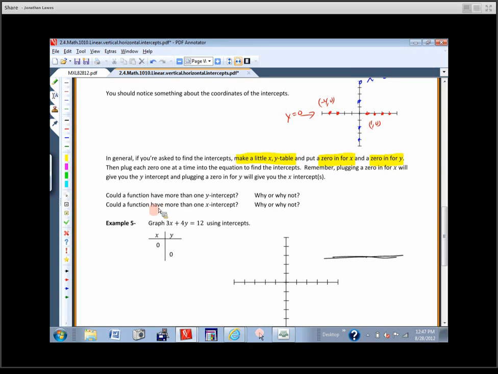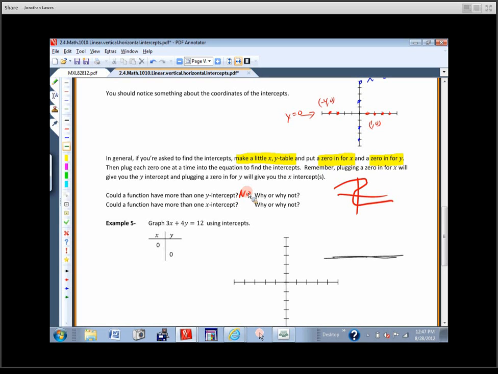Now, here's a couple questions for you. Just think about these. Could a function have more than one y-intercept? Could it cross the y-axis more than once? So, could it do this? Cross here, and then cross there, and cross there. Nope, because the y-axis is a vertical line. We know it has to pass the vertical line test. So the answer is no there.